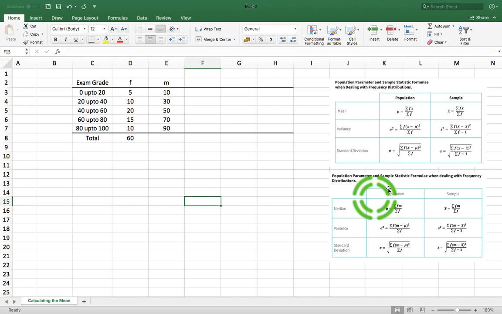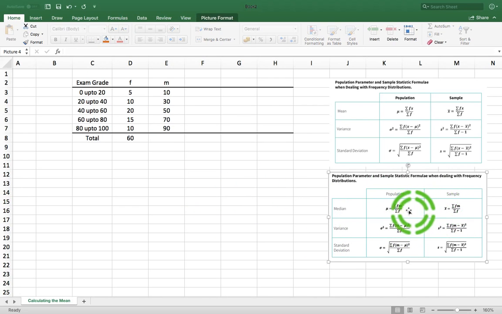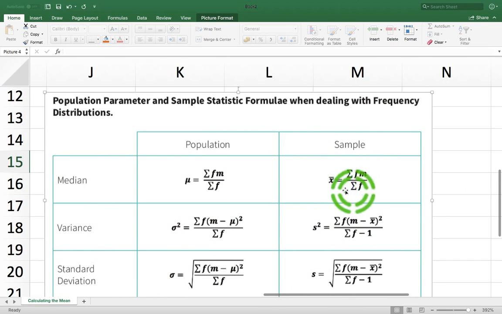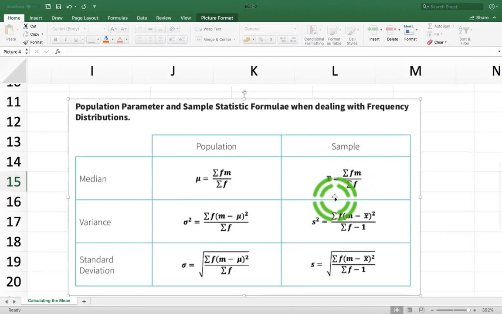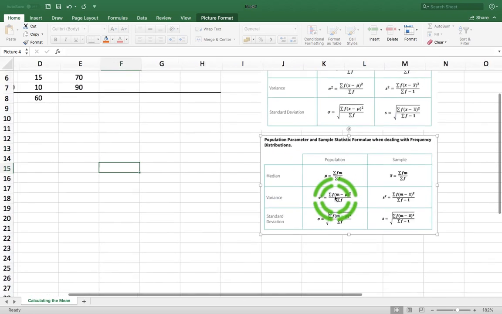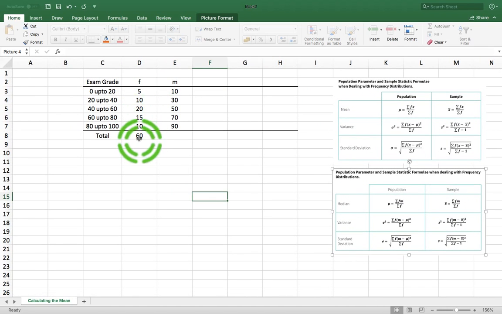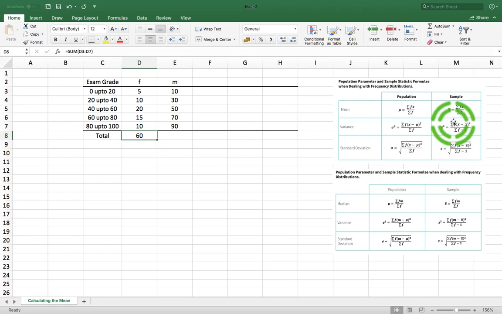To calculate the mean, maybe we just blow this up here. The sample mean requires x bar equal to the sum of the frequencies times the midpoints, divided by the sum of the frequencies. Let's come back over to our table. The sum of the frequencies is 60, so we have the denominator, but we don't have the numerator. We don't have the sum of the f's times the x's.